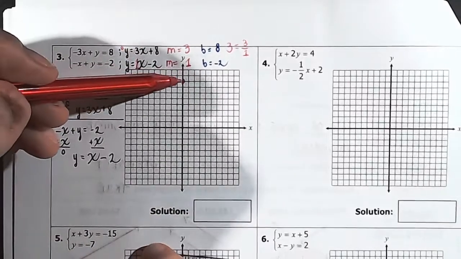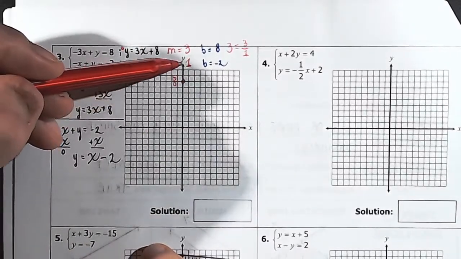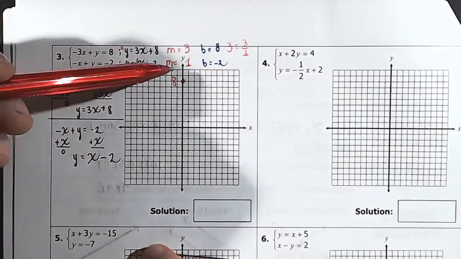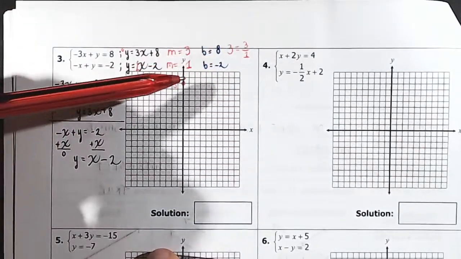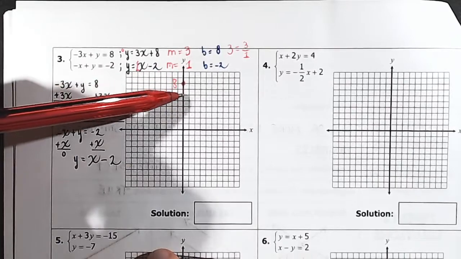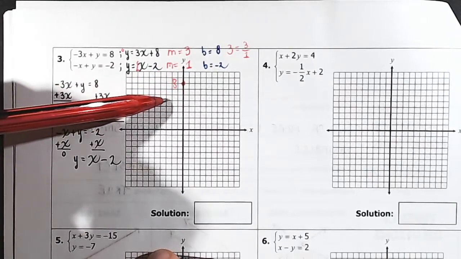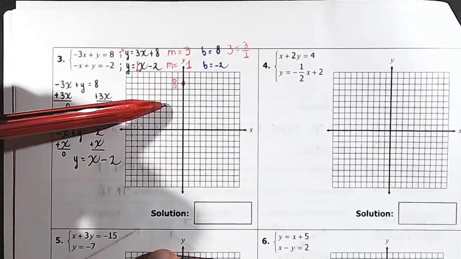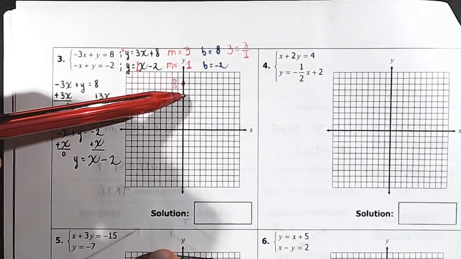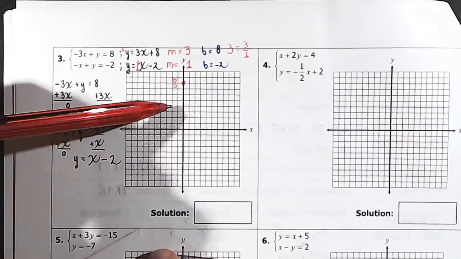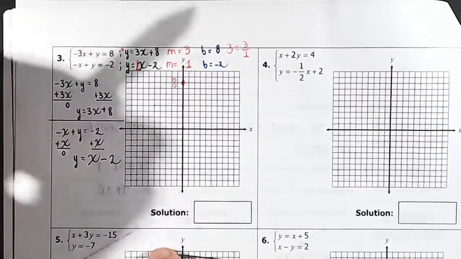Well, I have a little problem here because if I go up 3, I'm off the chart. So instead of rising 3 and running 1 to the right, I can reverse that and fall 3 and run 1 to the left. It's the exact reverse of rising 3 and running 1 to the right, going down 3 and running 1 to the left. It's like Tetris. You're just flipping the process.